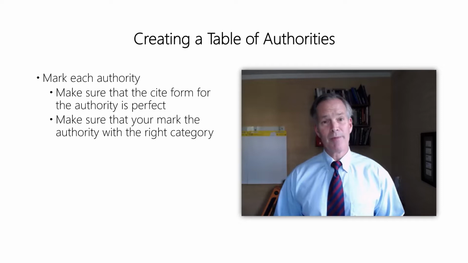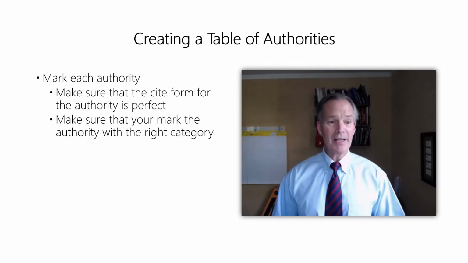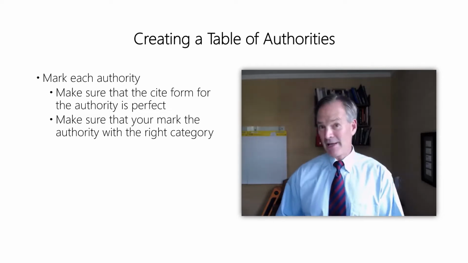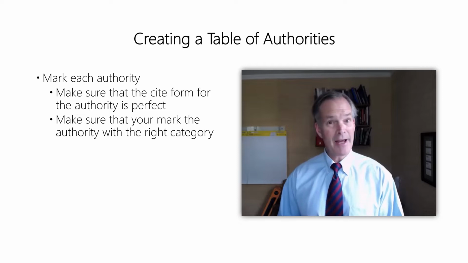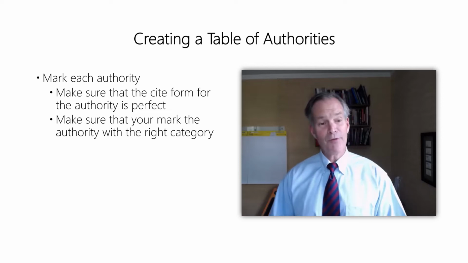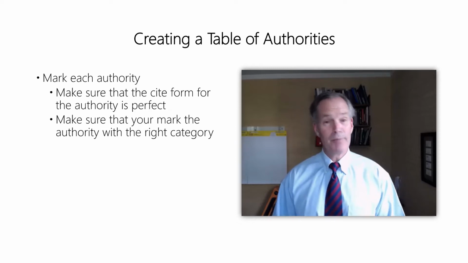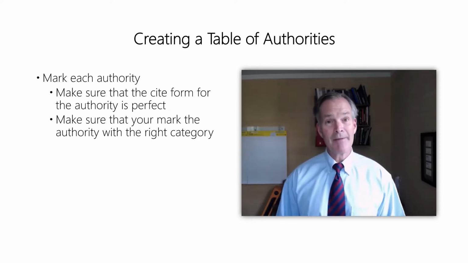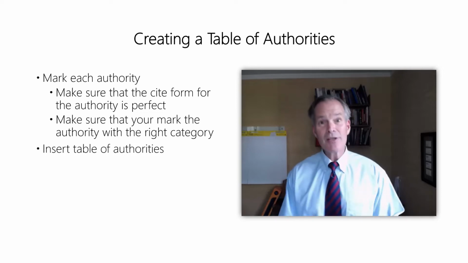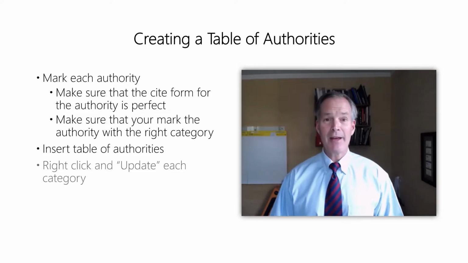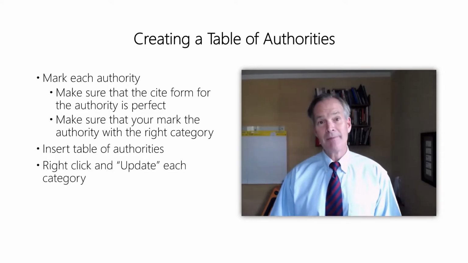The workflow is fairly simple. After you've finished your brief, you mark each authority. Like so many things in life, you can either do a good job at it now or fix it later. You want to make sure that as you're marking authorities, you have perfect cite form, you tag it to the right category, and it's good to go, because if you do it right the first time, you won't have to do it again. After you tag the authorities, you insert where you want the table of authorities to go in the document, and then you right-click and update each category. Fairly straightforward. Let's get started.